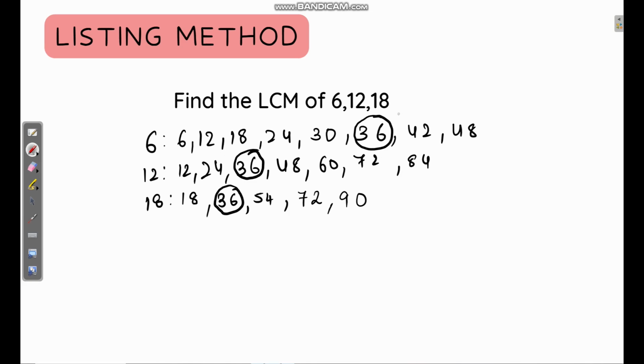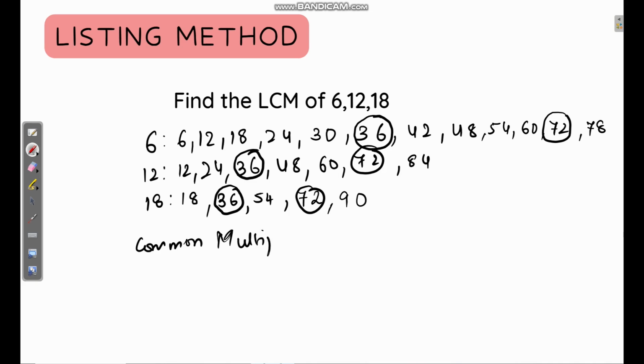The next number that will be common is 72. Okay, so to the 6 table, if I write over here, it will be 54, 60 and 72, and then 78. Now the next common multiple will be 72. I'll just circle that. Now I'll just write down common multiples. So the first one is 36, and after that there is 72, and so on.